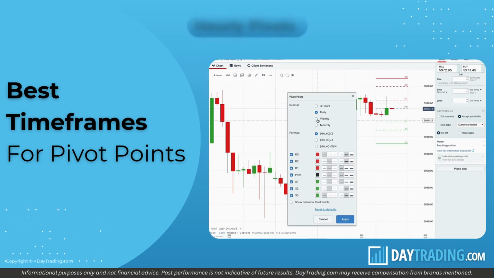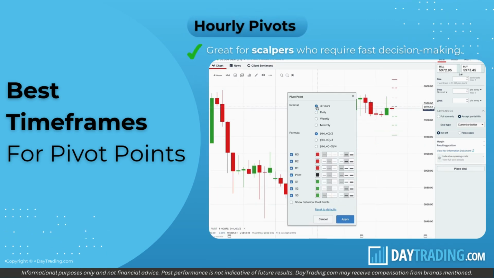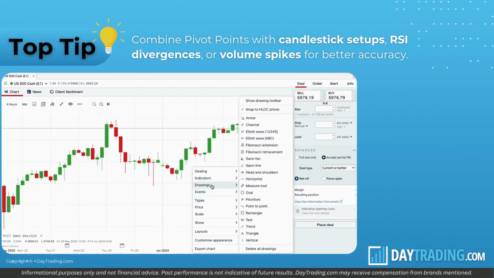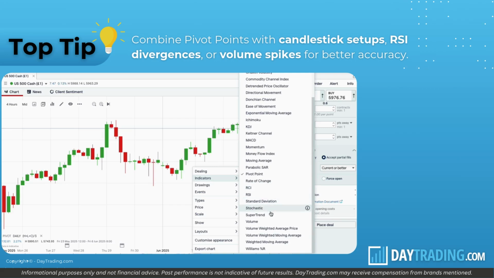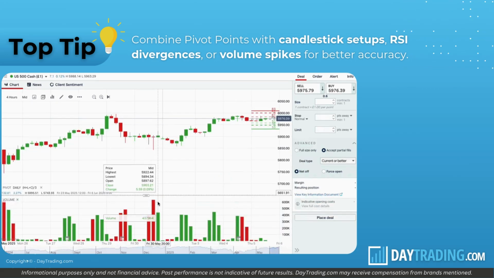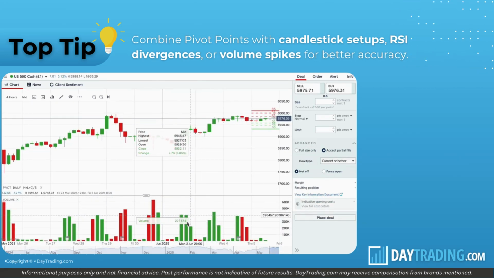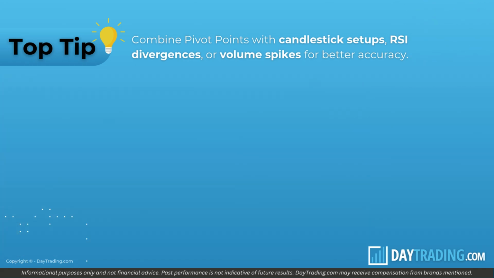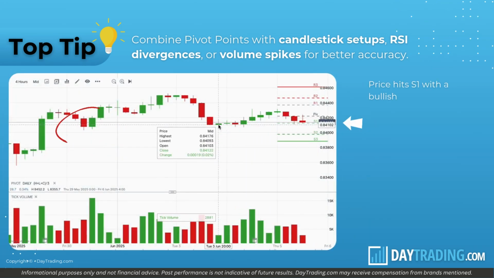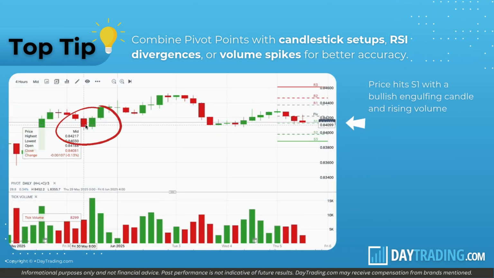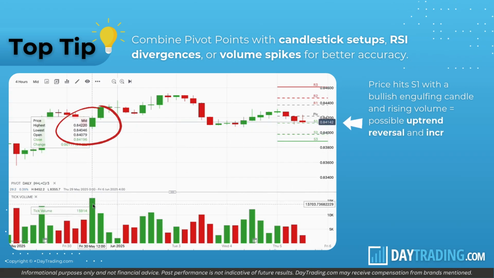Alternatively, you can use them in hourly time frames, perfect for scalpers who need to make quick decisions. Here's a tip. Pivot points come alive when used with other tools. Think candlestick setups, RSI divergences, or volume spikes. If price hits S1 with a bullish engulfing candle and rising volume, that's something to pay attention to.